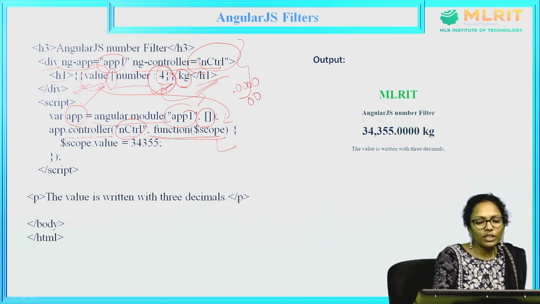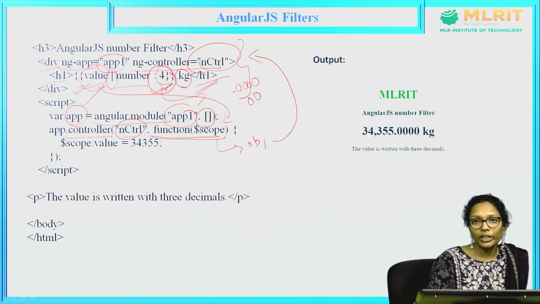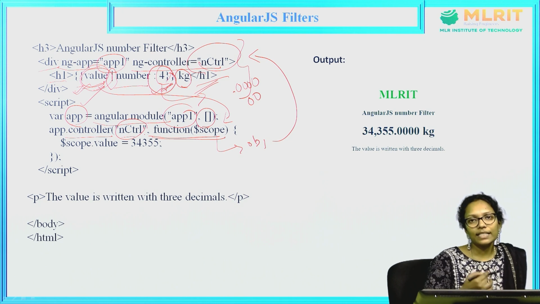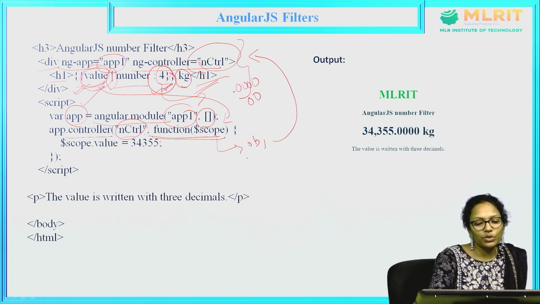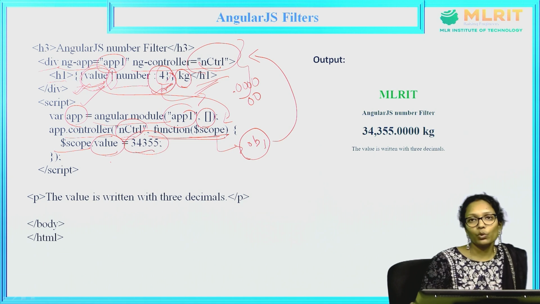So what is this $scope? It is an object which refers to your AngularJS. Now I have an unknown variable in this AngularJS. What is that? Value. How can I access that value within this function? Using this object. What is the object? $scope dot, the variable name is value, is equal to, I am assigning a value 34355.